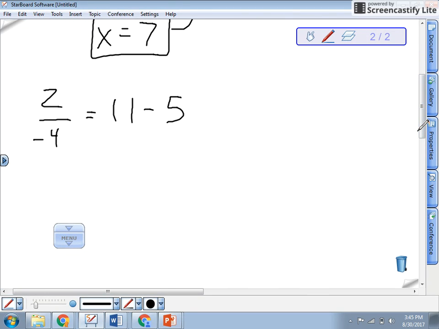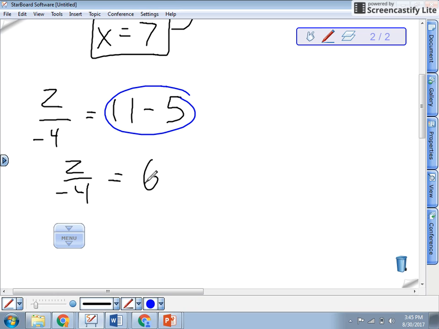This one, we have z divided by negative 4 equals 11 minus 5. Again, the variable doesn't always have to be x, but in this case, we want to get z by itself. There are no other terms on the side with z, but on this side, we can combine like terms. Always look to combine like terms. So when we rewrite this, we have z over negative 4 equals 11 minus 5 is 6.